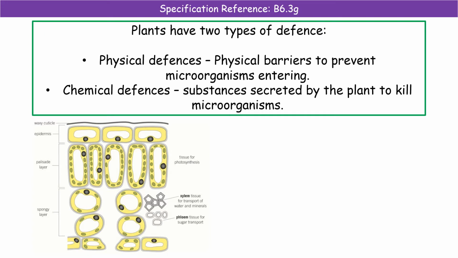Chemical defences are, as the name suggests, chemicals that will be secreted by the plant to try to kill off these microorganisms. What I've given you at the bottom there is just a little picture of a little cross section through a leaf, just as a reminder of some of those key features. So we've got this top little line here, which is the waxy cuticle. We then come to the epidermis. Then we've got our palisade cells, the ones that carry out photosynthesis. We then come into our spongy mesophyll layer, which has got the air spaces here.